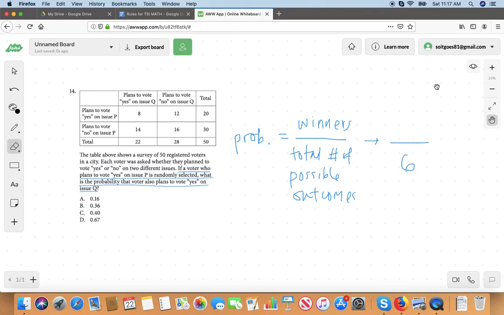Right? It's pretty straightforward. On a 6-sided die, there's 6 possible outcomes. You're either going to roll a 1 or 2 or 3 or 4 or 5 or 6. That's 6 different possible outcomes.